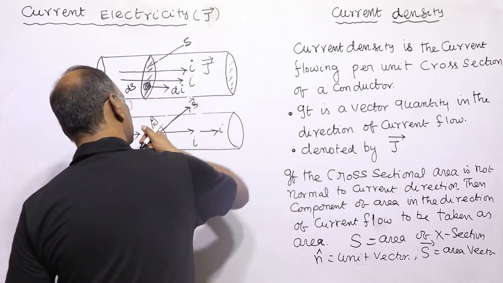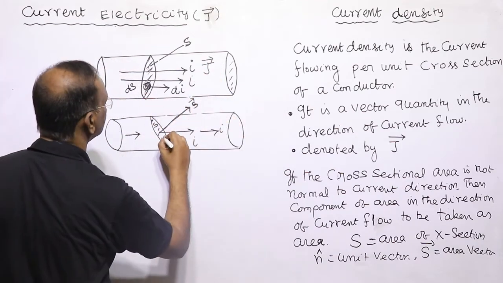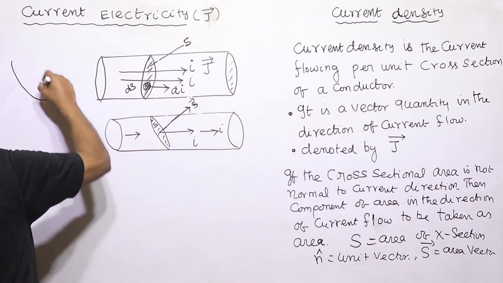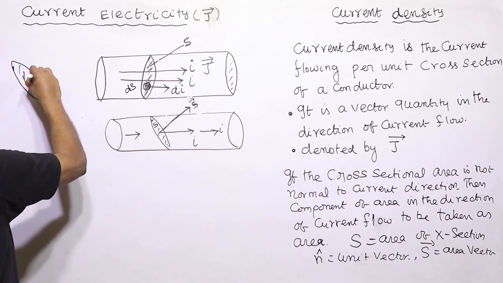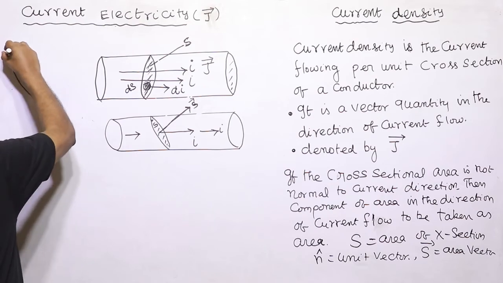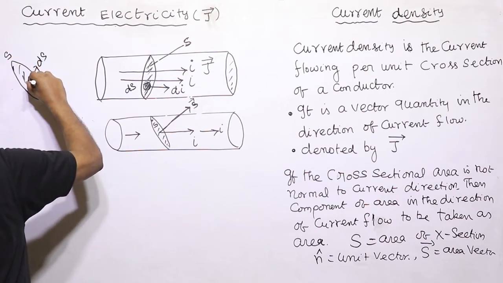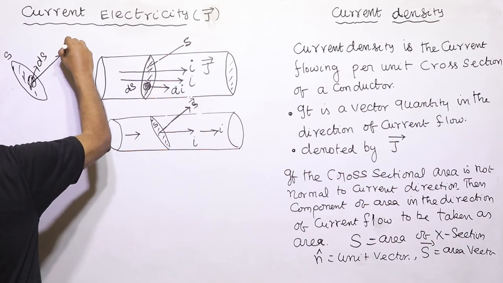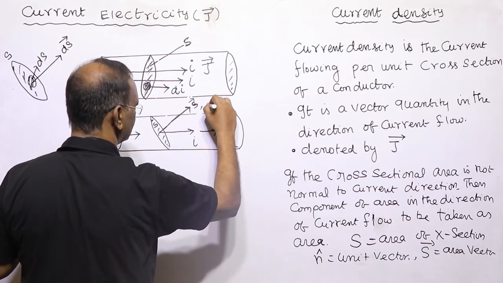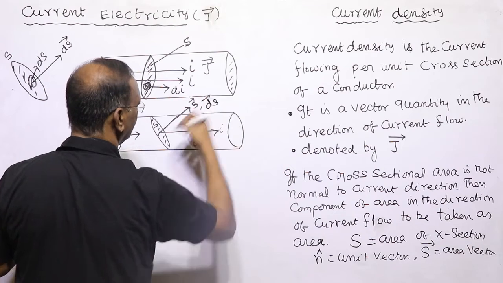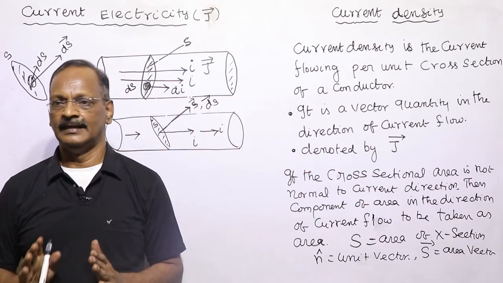This is the area, and perpendicular to this is the area vector. Suppose we take S like this, and we take a small portion here. If this is S, this will be a small amount of area, and the ds vector will also be in this direction. That is, the S vector will be in this direction, and the ds vector will also be in this direction. Very simple, no need to be confused.